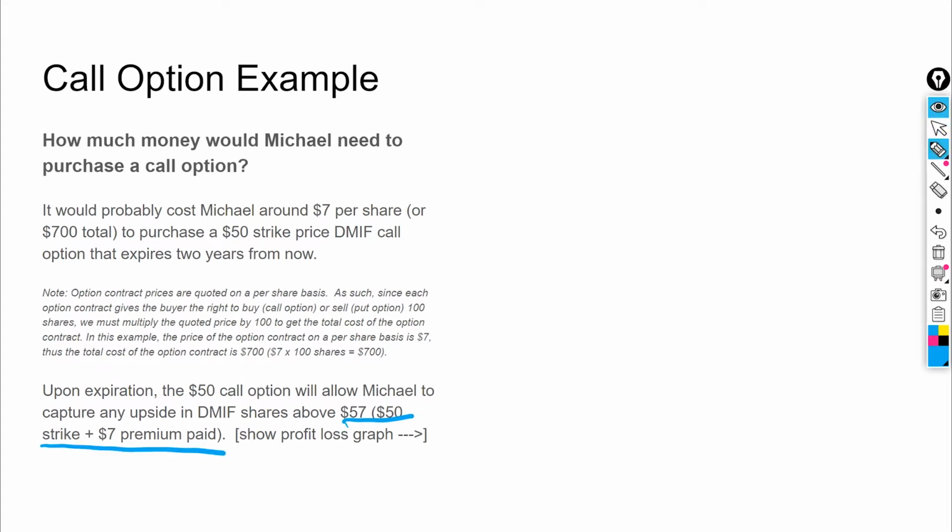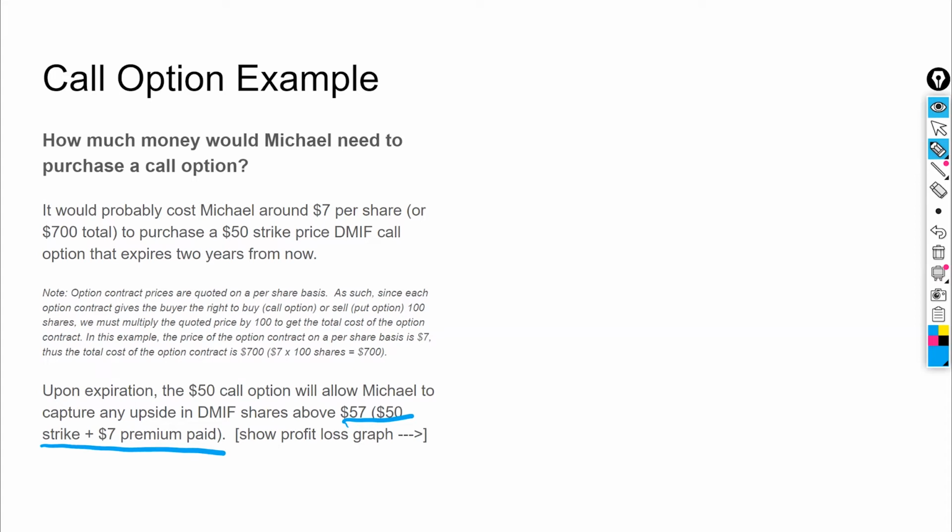So upon expiration, the $50 call option will allow Michael to capture any upside in Dunder Mifflin shares above $57. Now you may be thinking, why is it not $50? That's the strike price. Shouldn't he capture any upside above $50? Yes, that's true if he paid nothing, if he got this option for free. But we've got to remember that he paid $7 per share of premium. That's some additional lingo there. We call that premium. What you pay for the option is called premium, kind of like your insurance premiums. So he paid $7 per share, so we've got to add that to the strike price of 50. So $57 would be his break even.